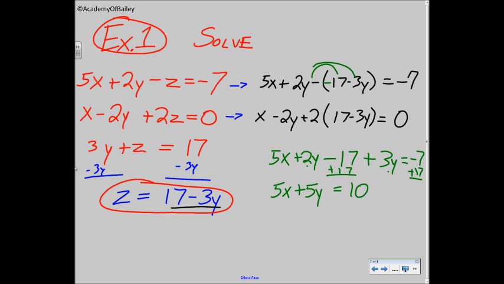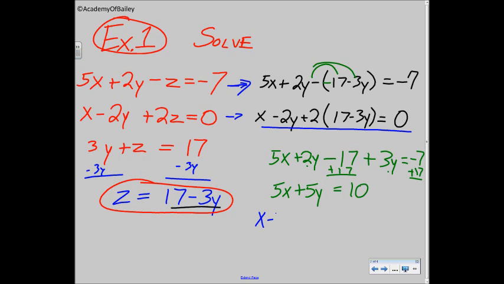You notice I'm using different colors here to keep things organized. You may want to either do that or make sure you keep things spaced out. Maybe use some arrows like we've done up here. Now in this second equation, let's look at that. Go ahead and simplify what we can.